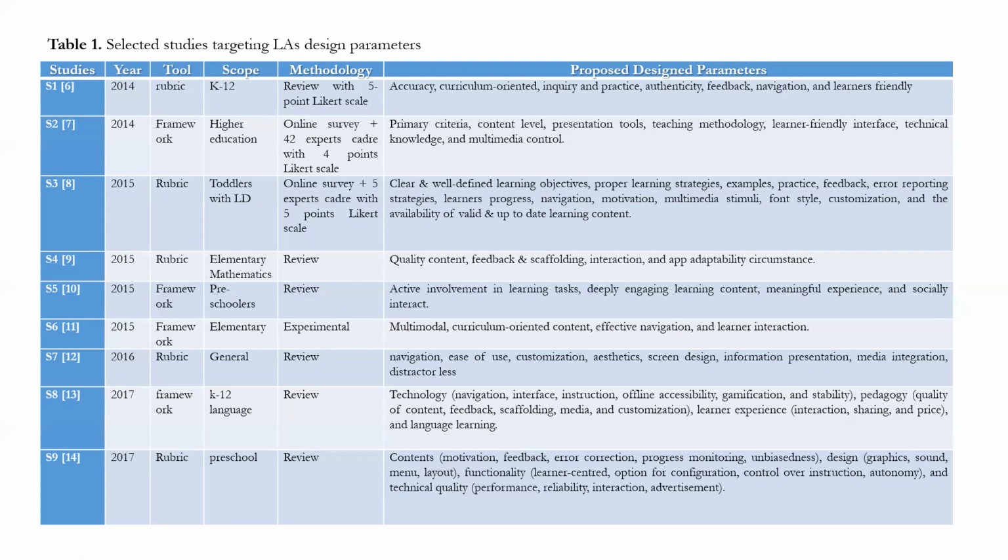The second column is the year of their publication. The next one is tool. What type of tool have they used in their study? They proposed a rubric or framework or guideline or checklist. The scope: what type of learning scope the study is focusing on, K-12, higher education, elementary, pre-elementary, like this. And methodology, what type of method they used.